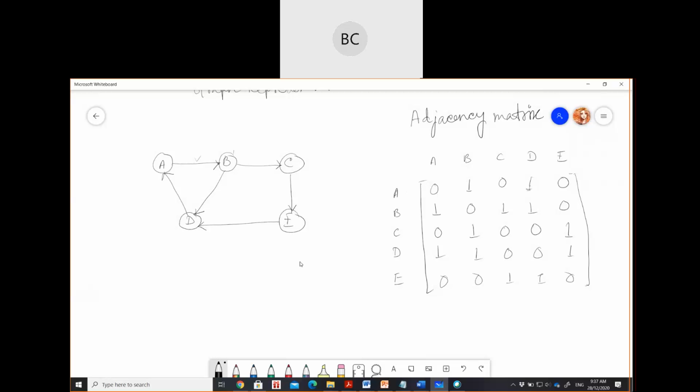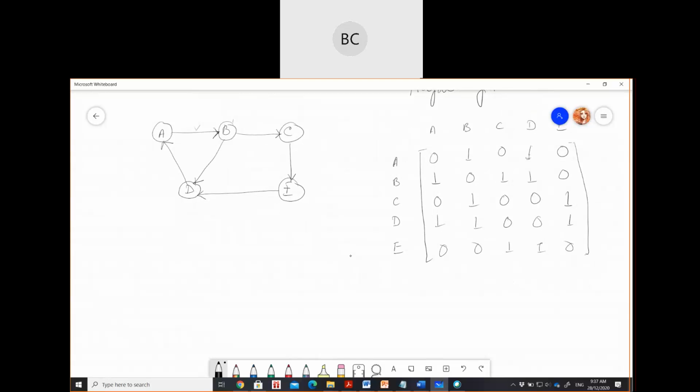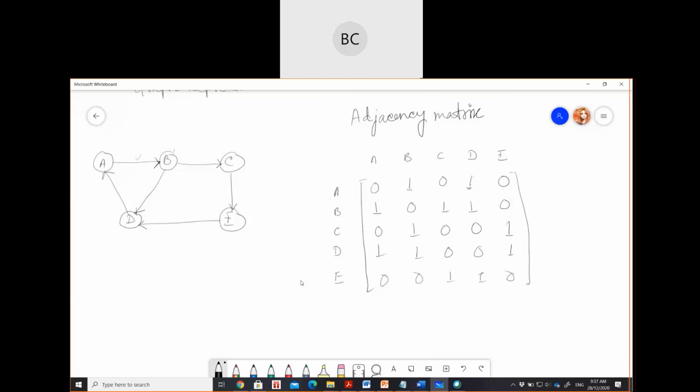Okay, now I just provided direction to the edges. Now it's a directed graph. Now if it is a directed graph, what will be the matrix? The values will be different now, correct? You cannot consider this one, can you?